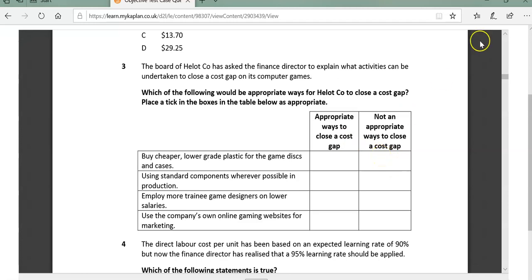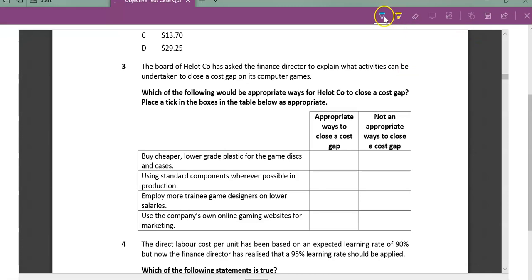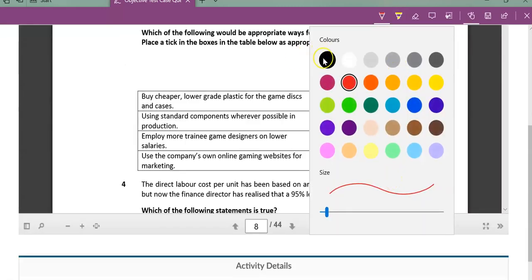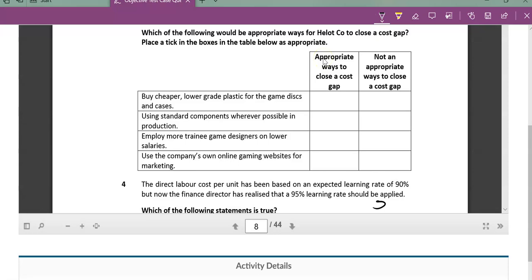Sometimes it lets you do that, but then I'm going to have to come back in. So this is not an appropriate way. Using standard components, yes, they're standard, so we have to use them. Employ more trainee game designers. This would make sense on lower salaries, but it might mean you're not getting as good labor quality as you should. And use their own gaming site. So the key point is we're trying to bring down costs. So these guys will be both correct, and none of these.